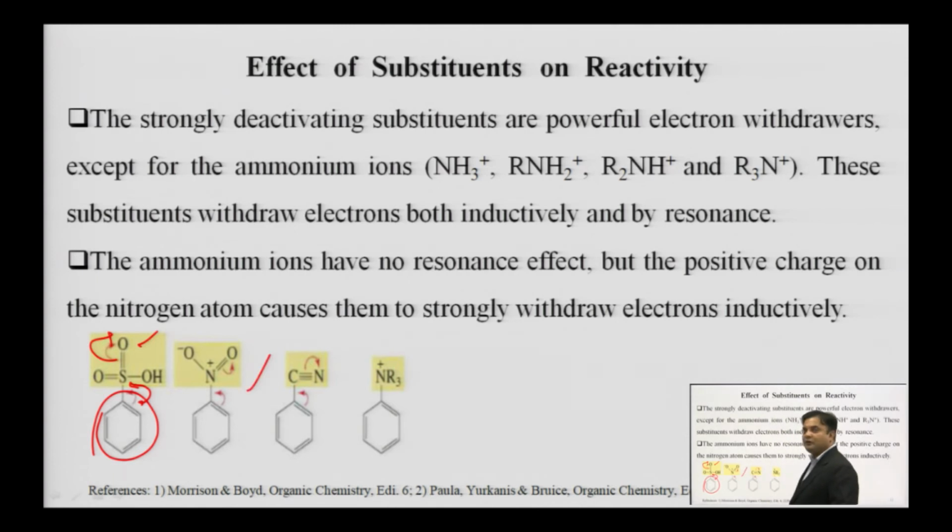We also discussed the nitro group already. The same mechanism will be followed in the case of the cyanide group. Nitrogen is more electronegative than carbon, so electrons will move towards the nitrogen, and again pi electrons of the benzene ring will come to help the carbon, delocalization of the electrons occurs, and benzene gets deactivated because of the withdrawal of pi electrons from the benzene ring. In the case of ammonium ions, no resonance will take place, but they can withdraw electrons inductively, more strongly.